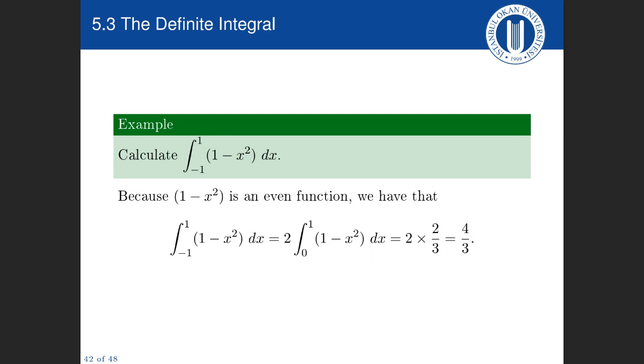Calculate the integral from minus 1 to 1 of 1 minus x squared dx. X squared is an even function because 2 is an even number. 1 is an even function. So 1 minus x squared is an even function. The rule for an even function is that the integral from minus 1 to 1 is equal to 2 times the integral from 0 to 1, because the left side of the graph is the same as the right side of the graph. And we know this integral is equal to 2/3. So we just multiply 2/3 by 2 to get 4/3.